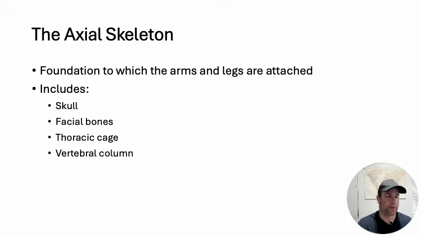Starting at the top, you have the cervical vertebrae, so that's 7 individual vertebrae. Going more inferior, you have the thoracic, which includes 12 vertebrae. The lumbar section, which has 5. Then the sacrum, which has about 4 to 5 fused together, and then the coccyx, which also has about 4 fused together.